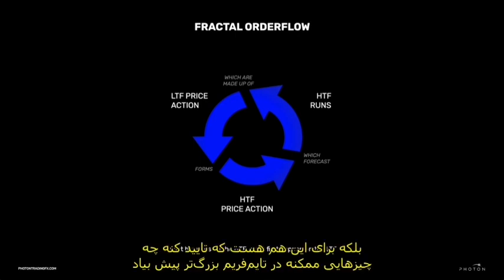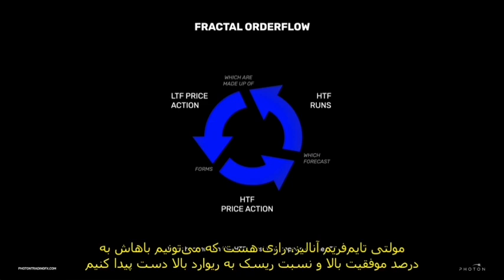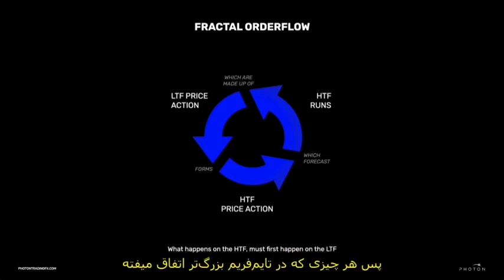So this really is essentially the secret sauce of how we achieve the holy grail of a high reward to risk and a high strike rate strategy. So what happens on the higher time frame first must happen on the lower time frame. Let's take a few examples, and we're quickly going to go on the charts.